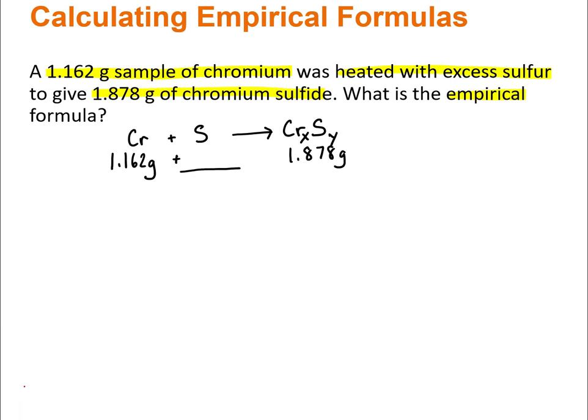We talked about this law first in chapter 3, and we're bringing it up again. We also talked about it in chapter 7. It's the law of conservation of mass. And what that says is that the mass of my reactants has to equal the mass of my products. And the reason is, matter is not created and it's not destroyed. So however much I start with, that's how much I finish with.